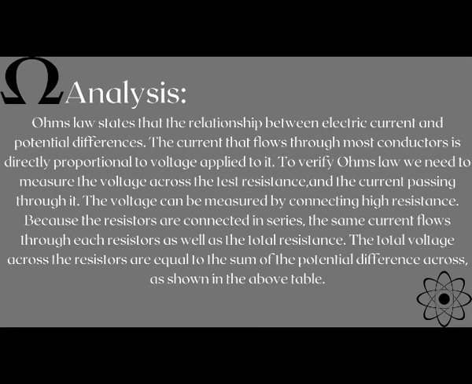Ohm's law states the relationship between electric current and potential difference. The current that flows through most conductors is directly proportional to the voltage applied to it. To verify Ohm's law, we need to measure voltage across a test resistance and the current passing through it. The voltage can be measured by connecting a high resistance. Because the resistors are connected in series, the same current flows through each resistor as well as the total resistance. The total voltage across the resistors is equal to the sum of the potential differences across, as shown in the above table.